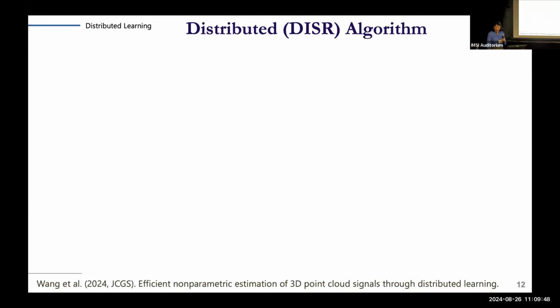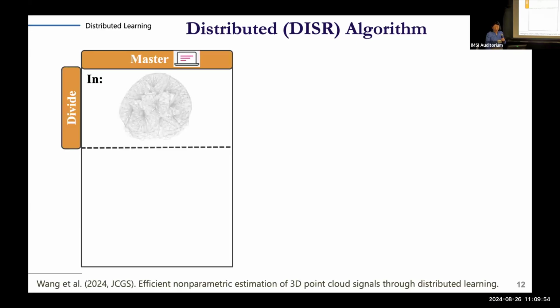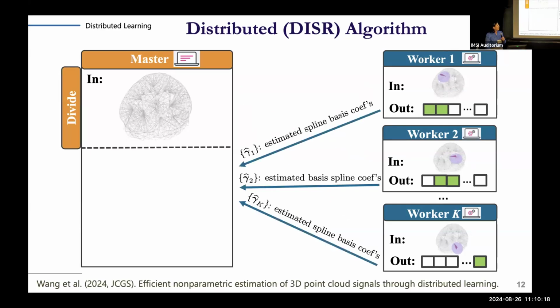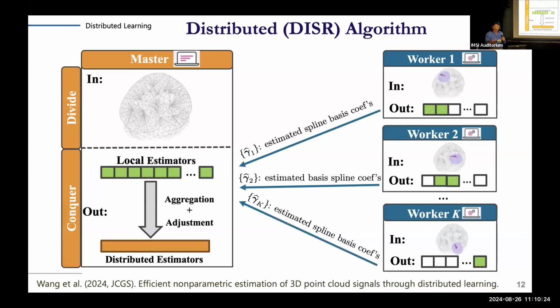So based on the triangulation, we develop a distributed algorithm to do image-on-scalar regression. We start with our master process. It will read the entire instance and distribute the data to the subdomains. We may have many computer nodes or workers. For each worker, it will use the data in the related region, fit the model, and return the corresponding estimated parameters to the master process. And the master process will aggregate and do some adjustment if necessary and give you the final distributed estimator.